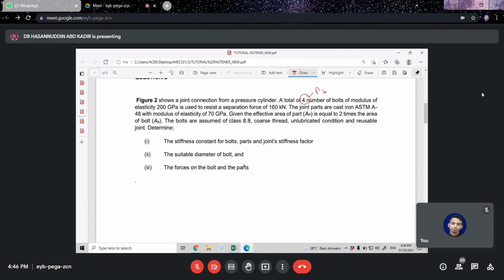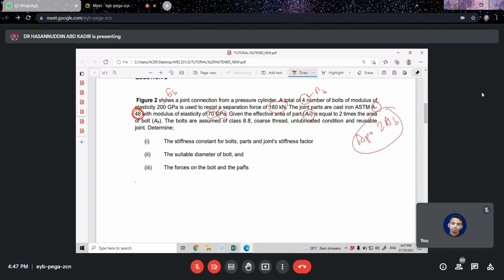Or the modulus of elasticity for both is EB. And then for the resist separation force, they give the separation force to join part cast iron A. This A48 is basically its grade. They will refer to the grade. For the modulus of elasticity of 70 gigapascal, given the effective area, they will play around with this. AP is equal to 2 times AB. So AP is equal to 2 times of AB.